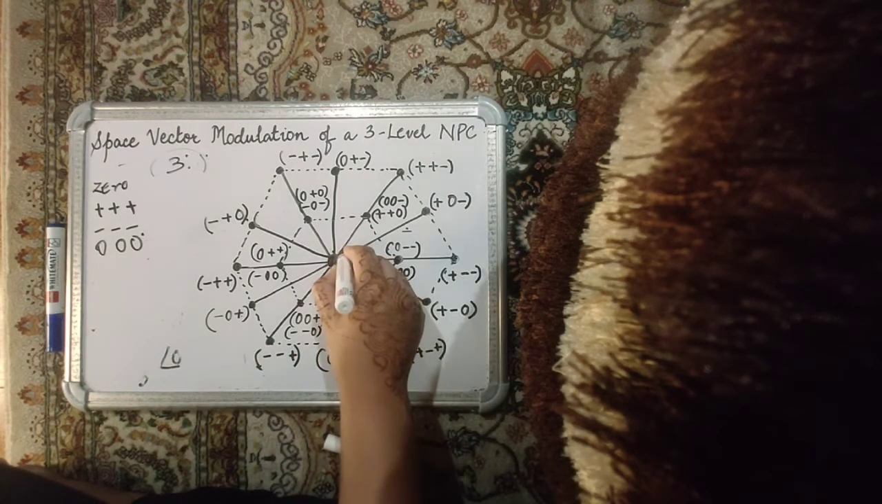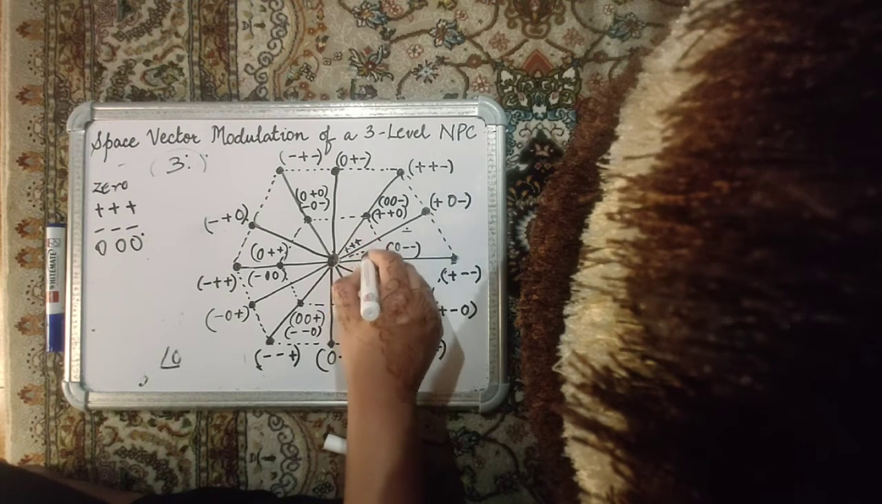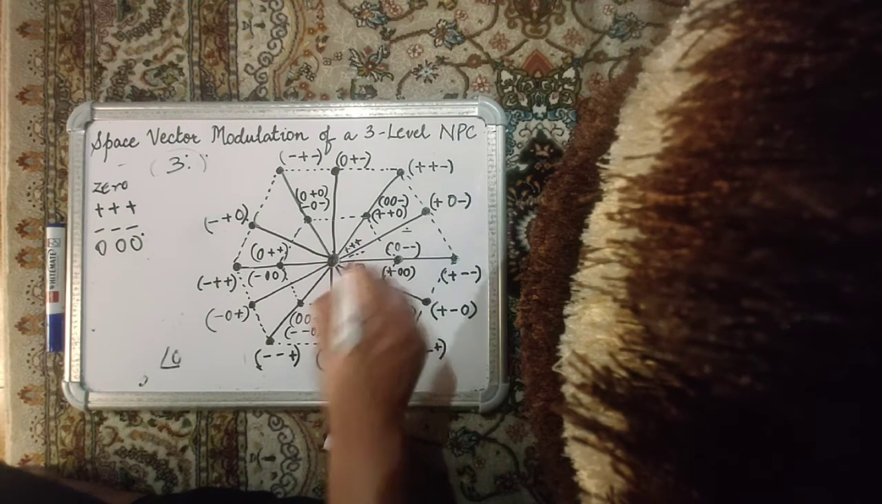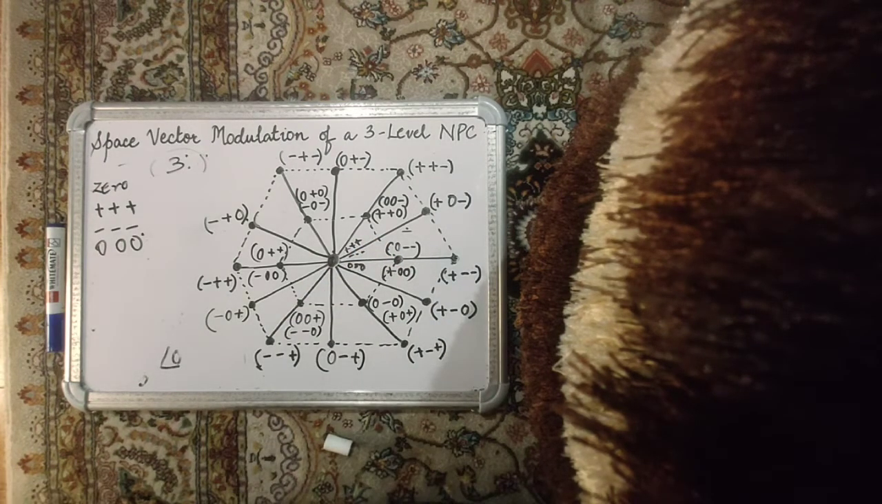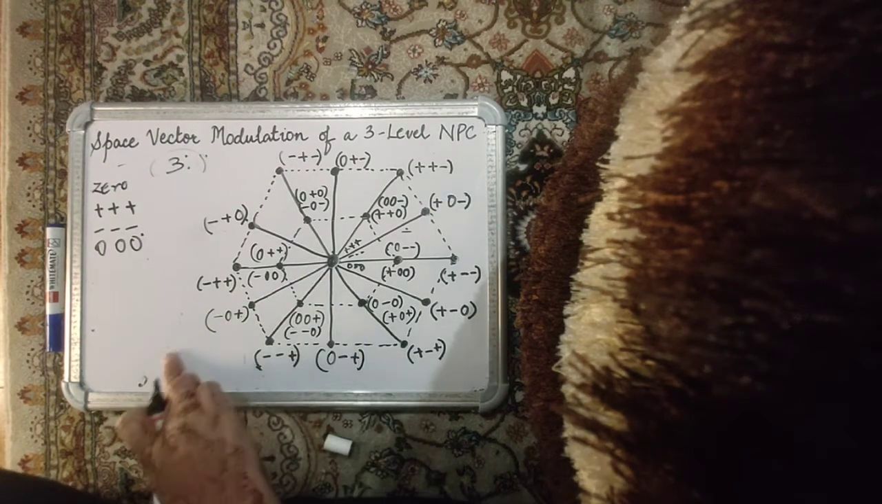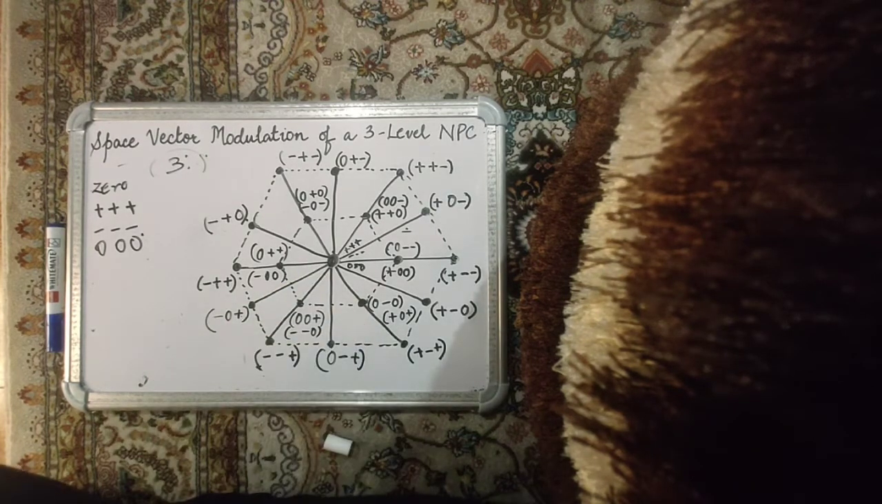So you have 3 states, plus plus plus, minus minus minus, and 0 0 0, giving you the origin or the 0 vector. So this is the space vector diagram of a 3-level NPC neutral point converter.